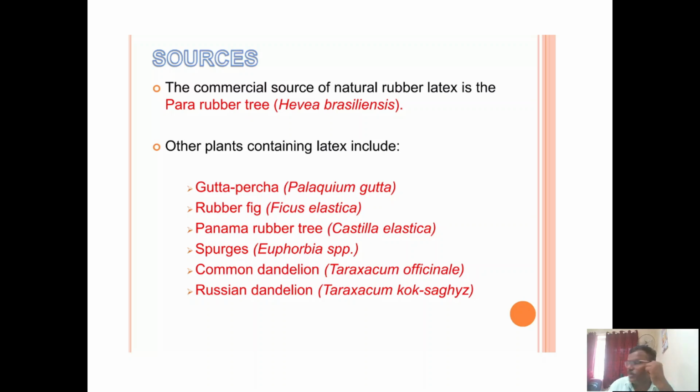There are other sources of plants and trees which are used for the preparation of natural rubber. Gutta-percha, its name is Palaquium gutta, and rubber fig, Ficus elastica, Panama rubber tree, that is Castilla elastica, spurges, Euphorbia, common dandelion, Taraxacum officinale, Russian dandelion. These are all some plant names. From there also we can get this rubber milk. This is the common tree we see in India, mainly in Kerala, Hevea brasiliensis.